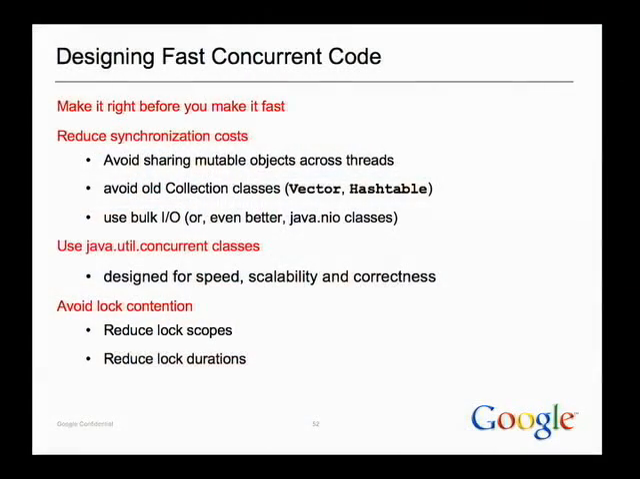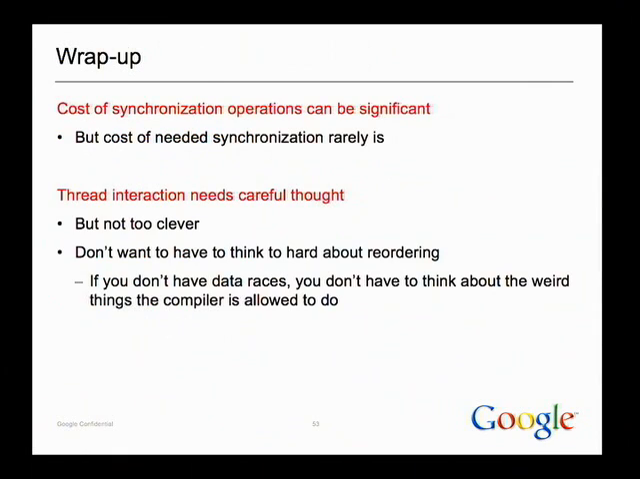Just some general things that I think I've already said in terms of designing fast concurrent code. Make sure it's right first. The way to do it is to reduce your reliance on synchronization without actually getting the code wrong, which is a tricky balance. Anybody who's tried it will agree that that's a tricky balance. Avoid sharing mutable objects if you can. Again, that's the immutability thing. Use the java.util.concurrent classes. Avoid lock contention if you can. If your lock is going to be held for a really long time, try to shorten the length that your lock is going to be held, and so on.